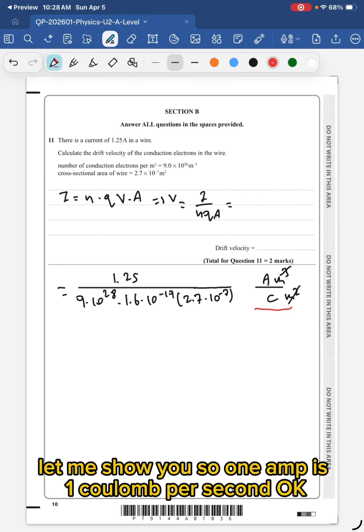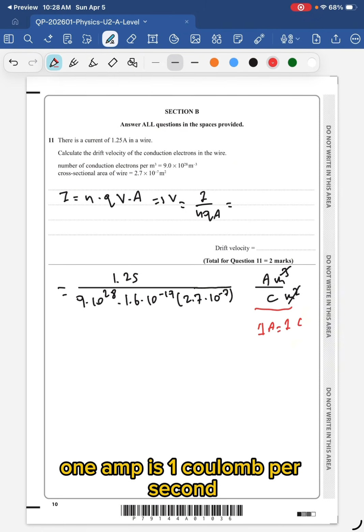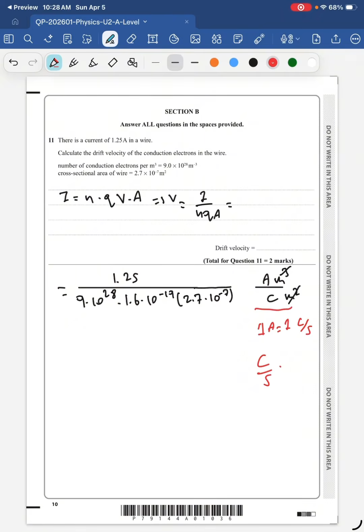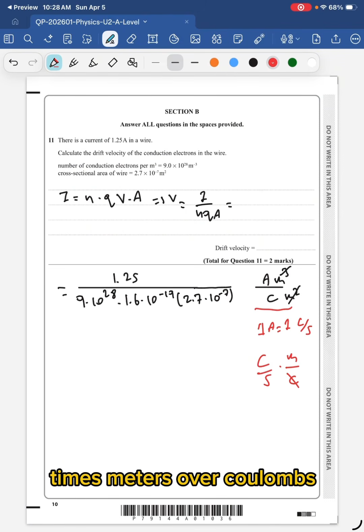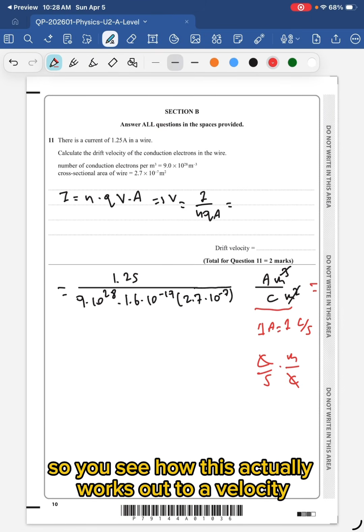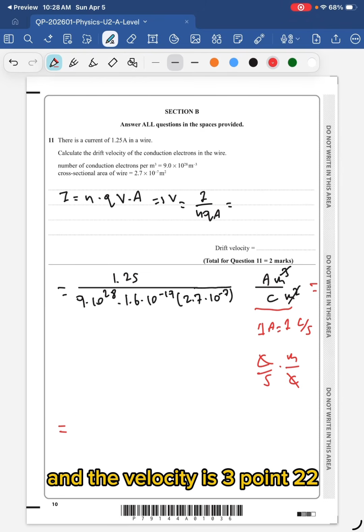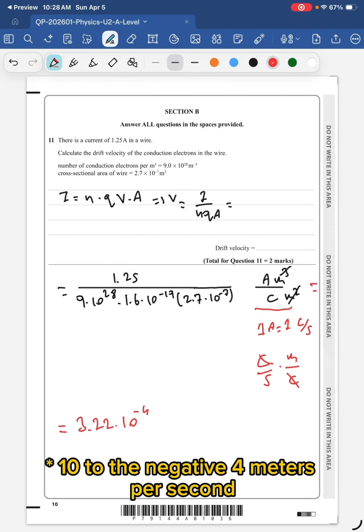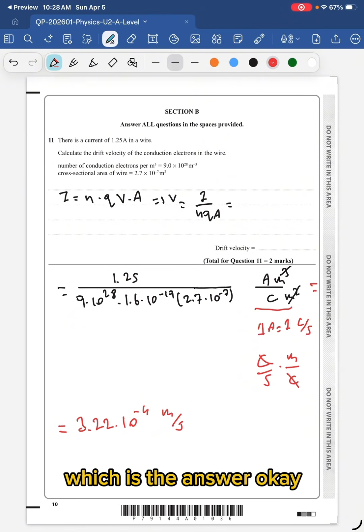Let me show you. So 1 amp is 1 coulomb per second, okay? 1 amp is 1 coulomb per second. So we have coulombs per second times meters over coulombs. So you see how this actually works out to a velocity, and the velocity is 3.22 times 10 to the negative 4 meters per second, which is the answer.